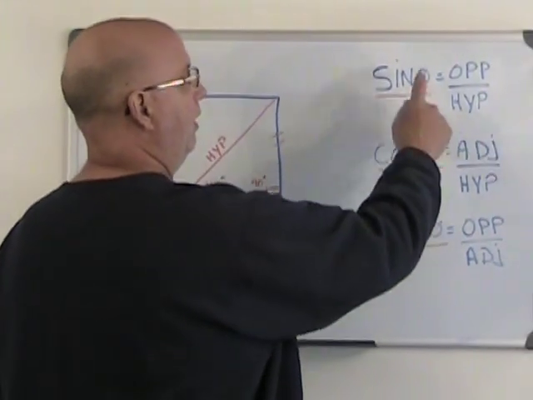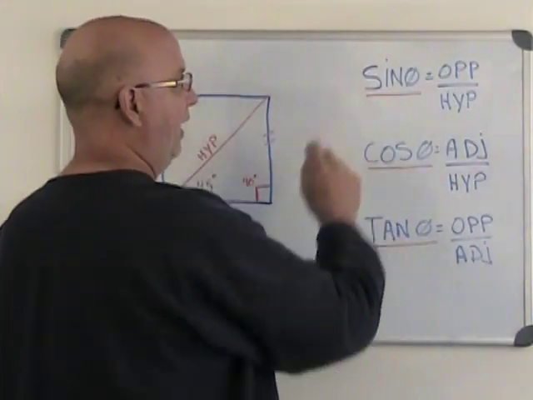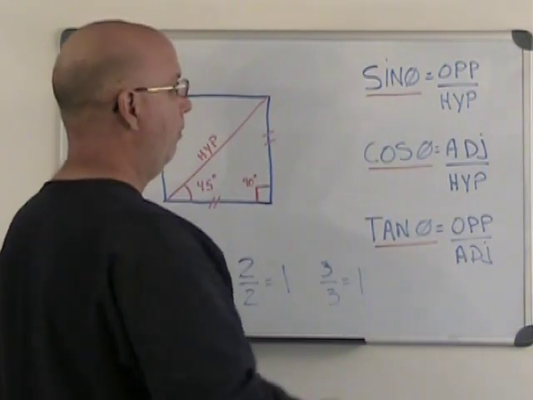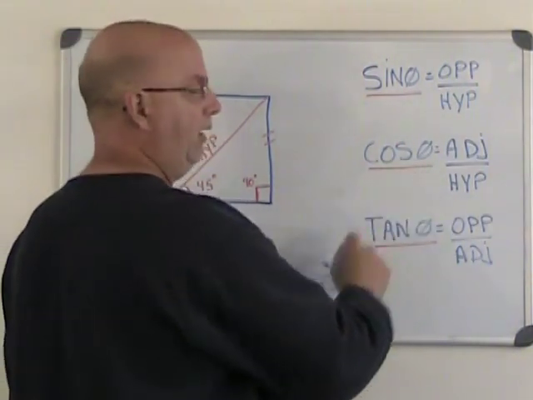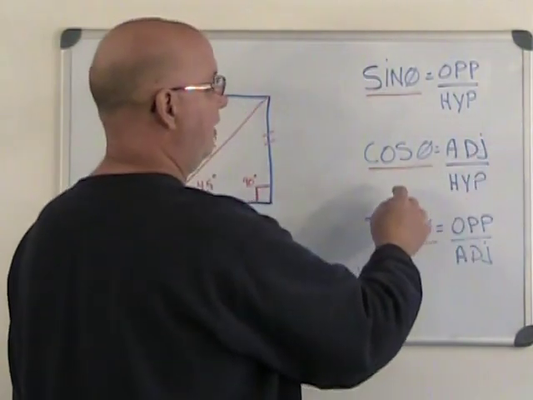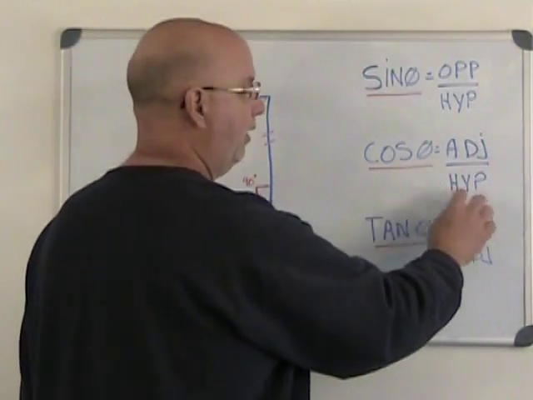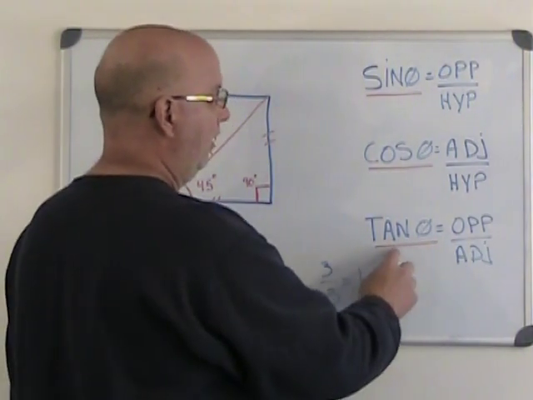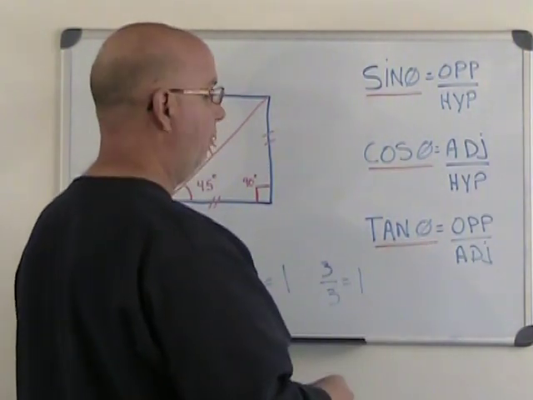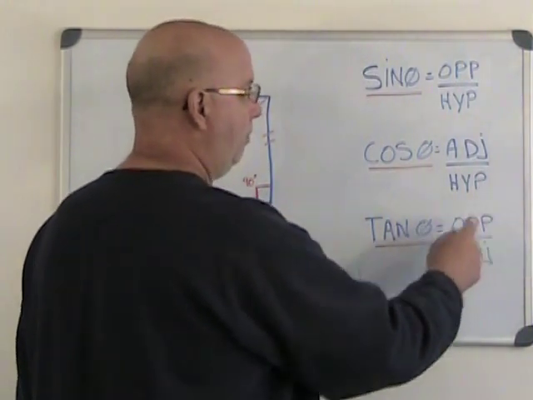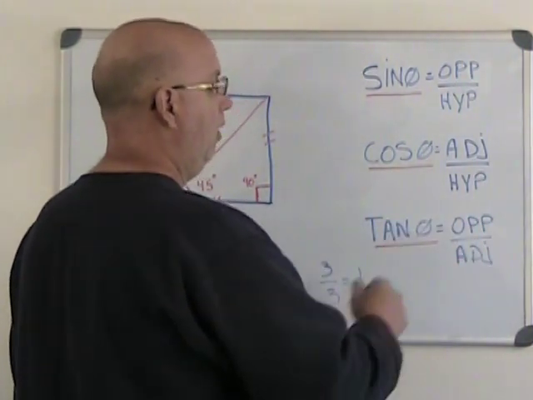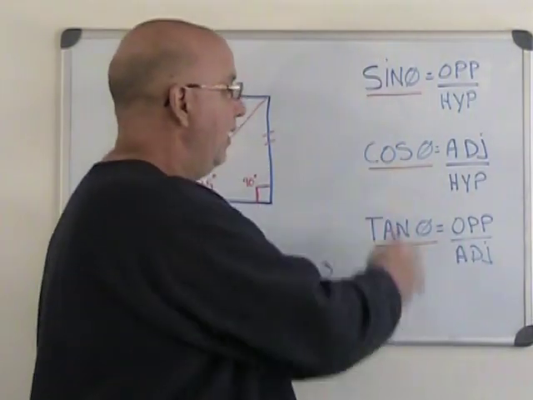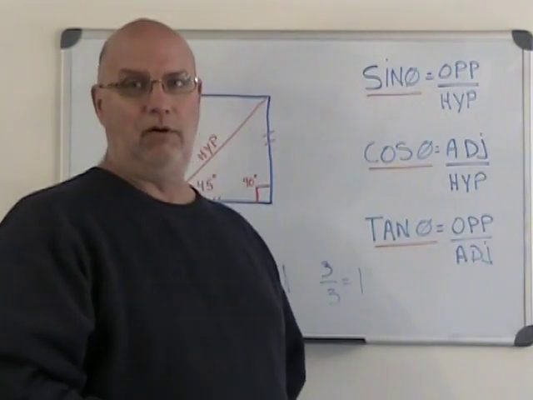Sin of an angle equals opposite side of that angle over the hypotenuse of that triangle. Cos of an angle equals adjacent side to that angle divided by the hypotenuse of the triangle. And tan of the angle that I'm looking for is equal to the opposite side of that angle divided by the adjacent side of that angle. This we have to know.